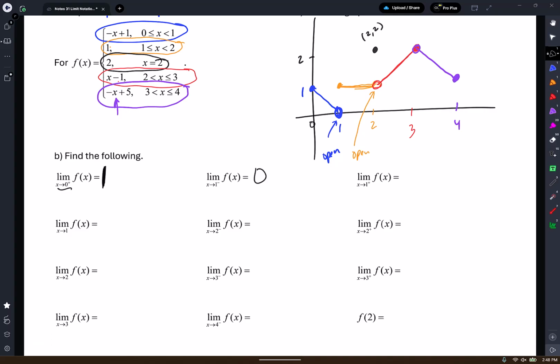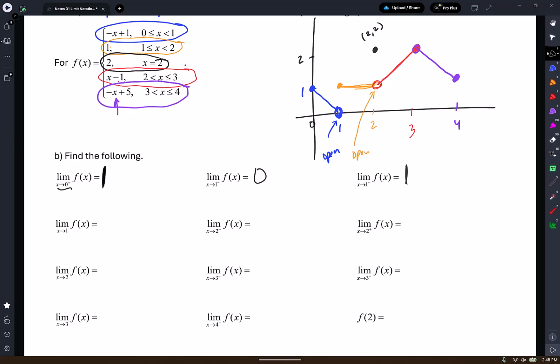All right, Tony and Ishmael, ready? Don't worry, low stress. Let me get my laser. Limit as x approaches 1 from the right. So here's the x value of 1. As I approach 1 from the right, what does that y value look like to you? 1. Good job.